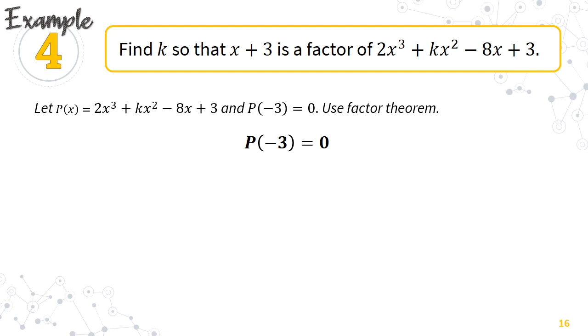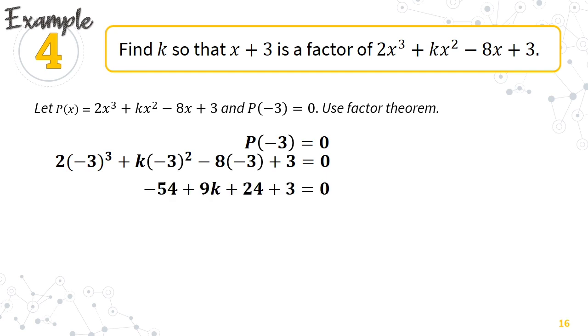We will have 2 times negative 3 cubed plus k times negative 3 squared minus 8 times negative 3 plus 3 equals 0. Simplifying the left side of the equation, we have negative 54 plus 9k plus 24 plus 3 equals 0. Isolating k on the left side, we will have 9k is equal to 54 minus 24 minus 3. Thus, 9k is equal to 27. And dividing both sides by 9, we have k is equal to 3.